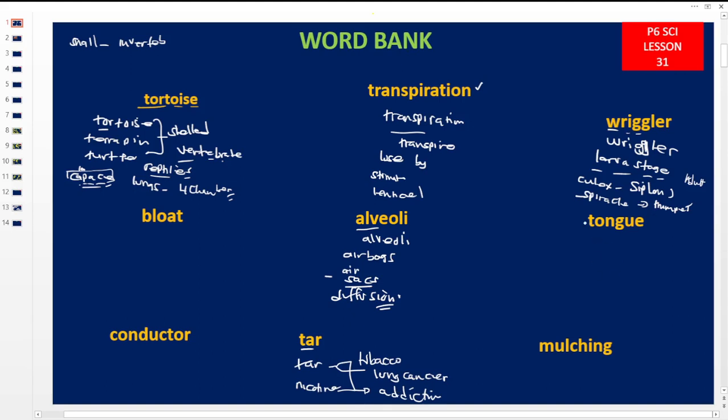Okay, so here we have the tongue. The word is tongue. Now this tongue is found in the buccal cavity. That is the space we find within our mouth, and the tongue is attached onto a bone, and that bone on which this tongue is held is called the hyoid bone. The hyoid bone. Now this tongue is very important during the process of digestion.